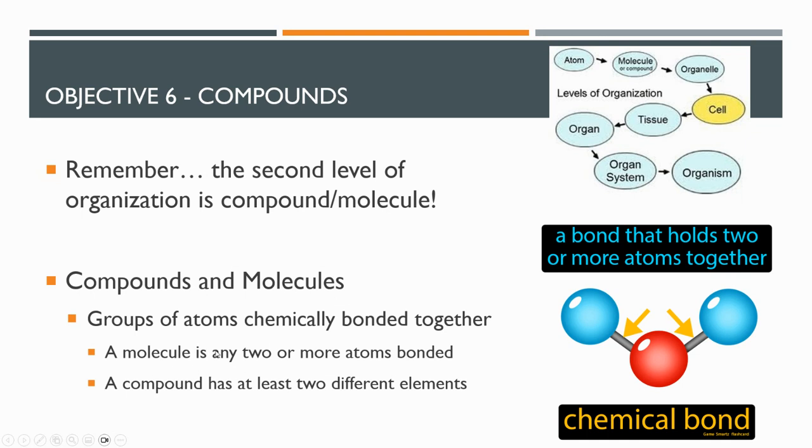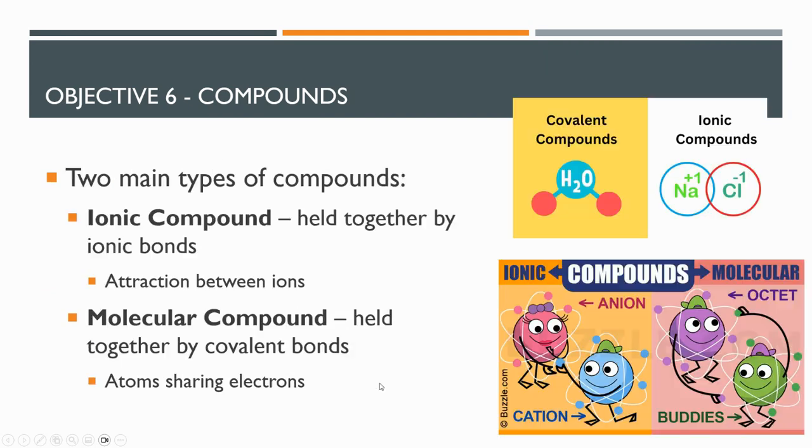So a molecule, by definition, is any 2 or more atoms bonded together. And then a compound specifically has at least 2 different elements. So in a chemical compound, you should see at least 2 different capital letters. Now there's 2 main types of compounds. We have ionic compounds, and we're going to see that they are formed by ionic bonds. And we'll talk about exactly how that happens in a few slides.